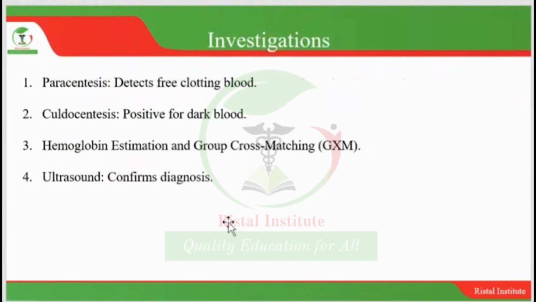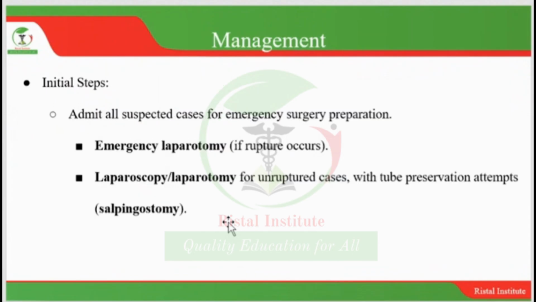Investigations. Investigations such as paracentesis can be done to detect free clotting blood. Then culdocentesis can also be done, which can indicate positive for dark blood. Then hemoglobin estimation and group cross matching can also be done, especially when the mother is being taken for surgery. Then ultrasound, which confirms the diagnosis of the ectopic pregnancy.